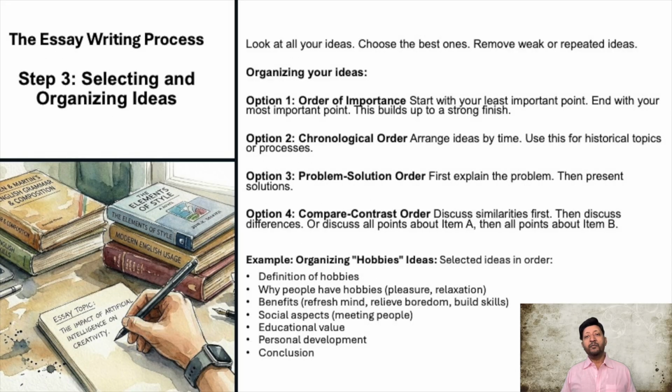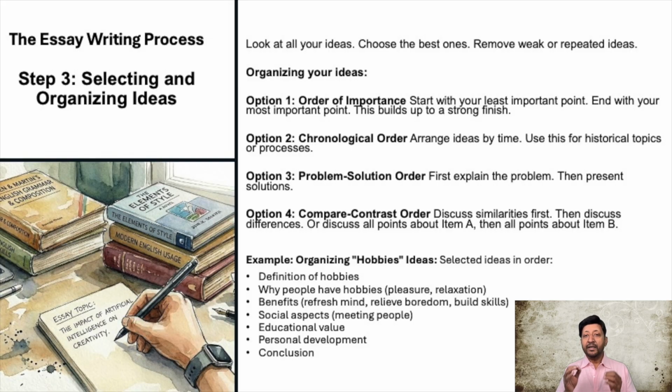In the third step, we look at these ideas that we have written down. Then we select which ones we need to write on. You don't need to write on all of them. Select the best ones, discard the weaker points. Organize your ideas. There are 4 options for organizing.